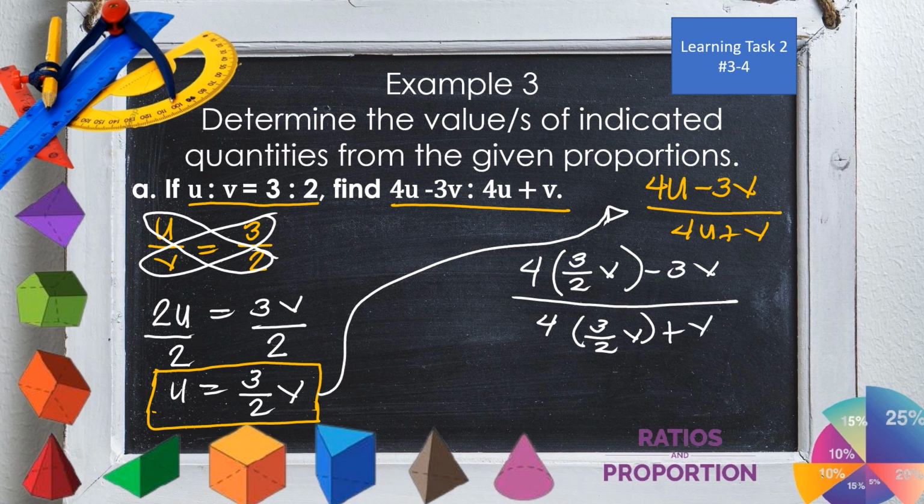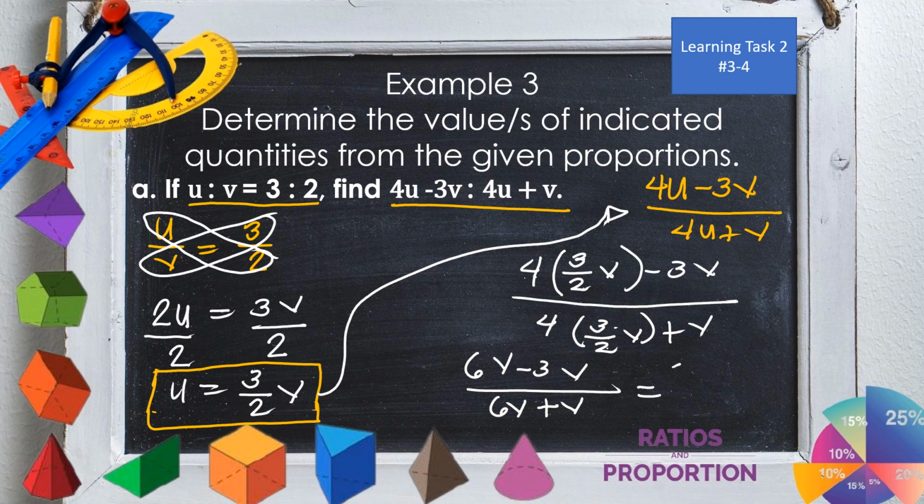Plus v. So, we simplify. This one is 4 times 3 is 12, divided by 2, that is 6v, minus 3v. The denominator, 4 times 3 again is 12, divided by 2 is 6v plus v. So, if we're going to subtract, that is 3v.